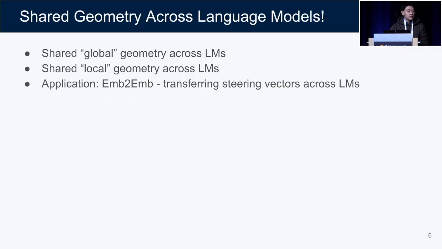And so my talk will consist of 3 parts. First, I will talk about global similarities we can find across these language model embeddings. 2, I will talk about local similarities. And lastly, I will talk about a very simple application that we can build on top of these insights.